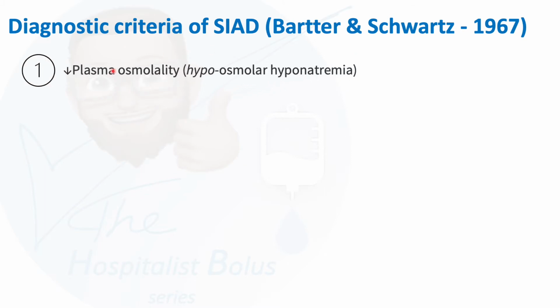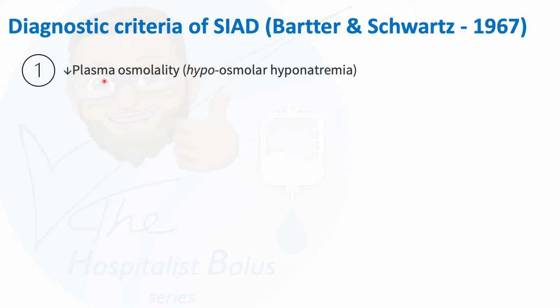So the first criterion is decreased plasma osmolality, and that indicates hypoosmolar hyponatremia. We talked about that in the previous video: one of the tests you should do initially is to not rely on the calculated osmolality, but to do a measured osmolality, meaning to send the serum sample to the lab to specifically measure the serum osmolality to make sure that it's hypoosmolar.